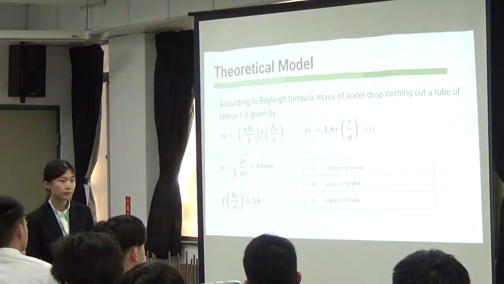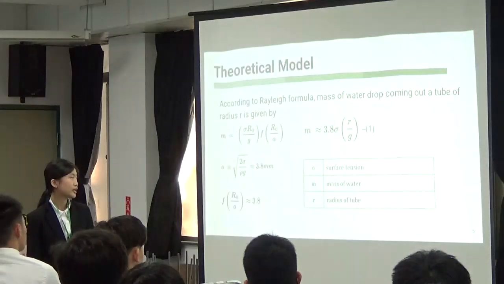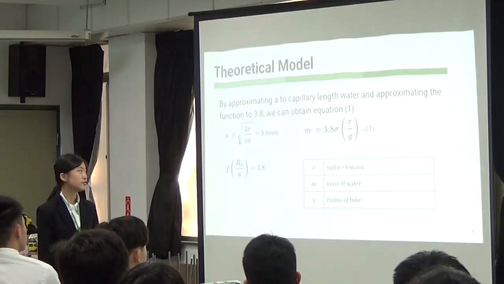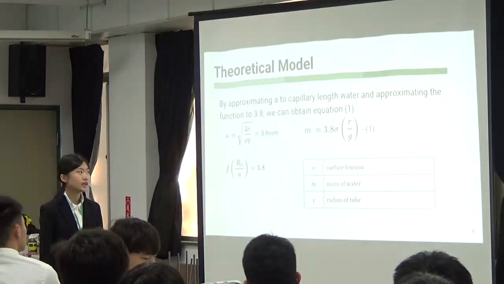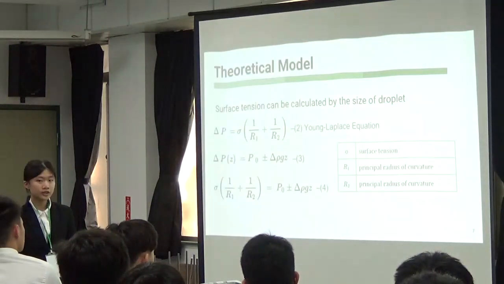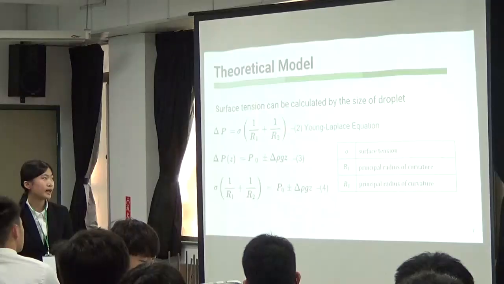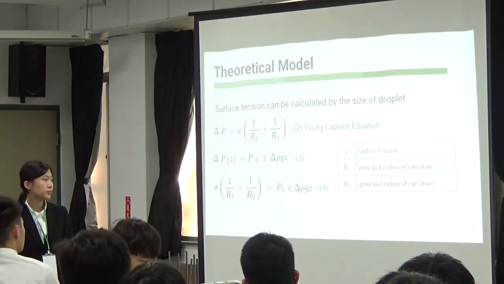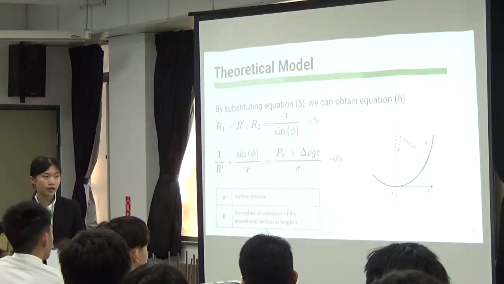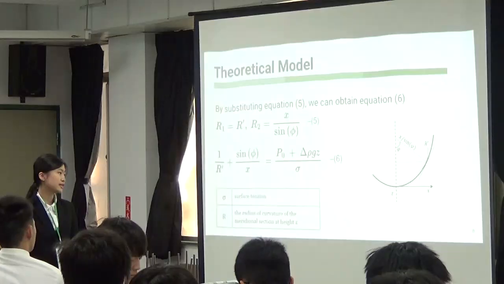According to the Rayleigh formula, a mass of water coming out of a tube of radius r can be given by this equation. And by approximating the function to 3.8, we can obtain equation 1. Also, the surface tension can be calculated from the size of the droplets. So we use the Young-Laplace equation, and we can get equation 4. By substituting R1 and R2, we can get equation 6.